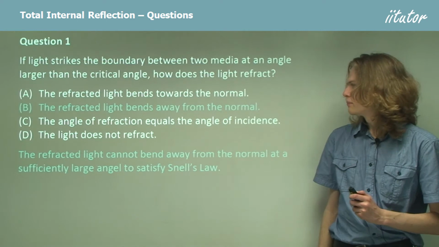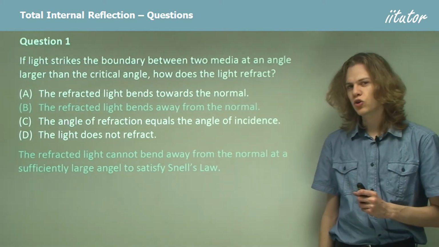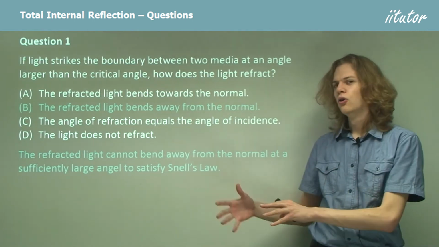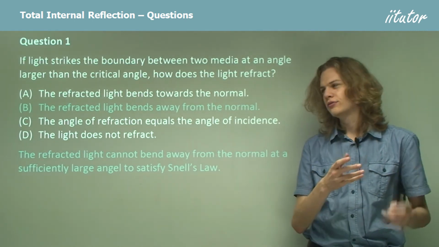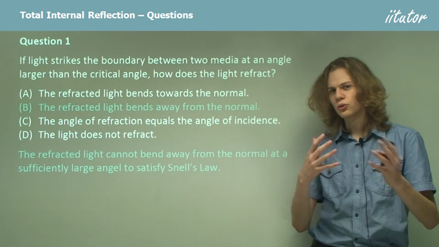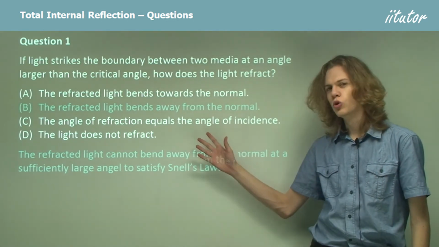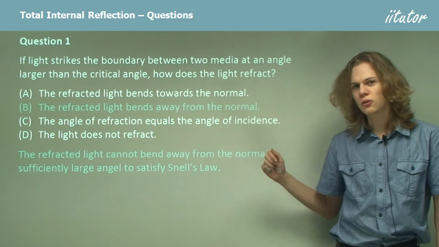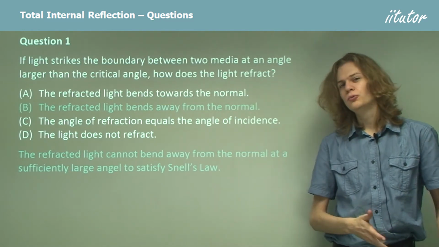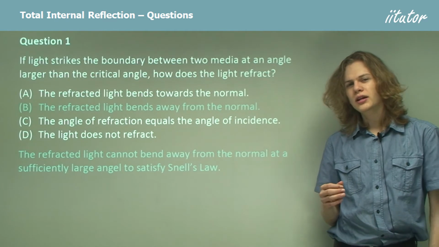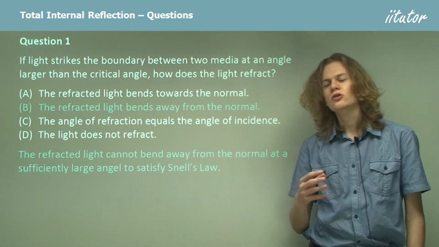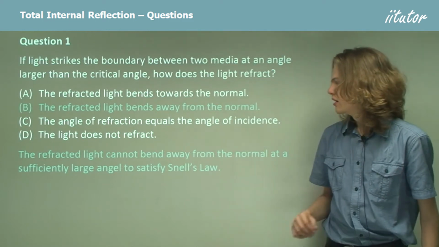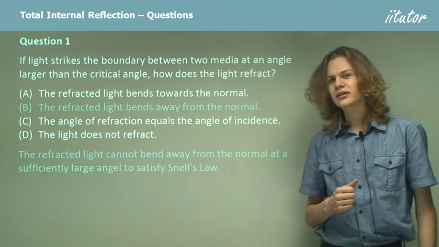How about B? The refracted light bends away from the normal. Now normally, this would be the case. If we go from a high refractive index into a low refractive index, then we'll bend away from the normal. But in this case, we have an angle that's larger than the critical angle, which means that if there were any refracted rays, they would need to have a sine that was greater than 1, which can't exist. This means that we can't get any refracted light.